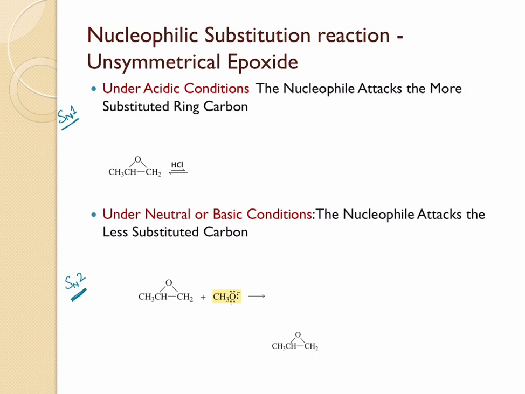So let's look into the mechanism again. Oxygen with its lone pair of electrons is going to grab this hydrogen, and it's going to get protonated. Once you have the protonated epoxide, the next step is your nucleophile. Let's say we have methanol as a nucleophile. This nucleophile will now attack the most substituted carbon. Between these two carbons, this is the carbon which is highly substituted, and therefore it will attack this carbon. So it's going to pretty much follow the SN1 mechanism, and it's going to break open this ring.